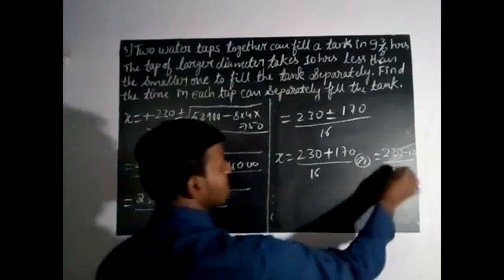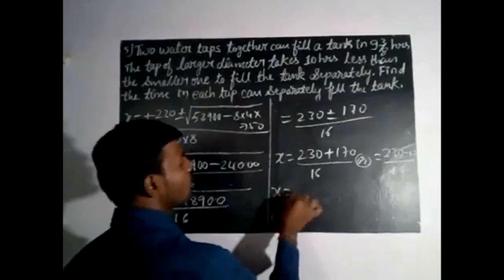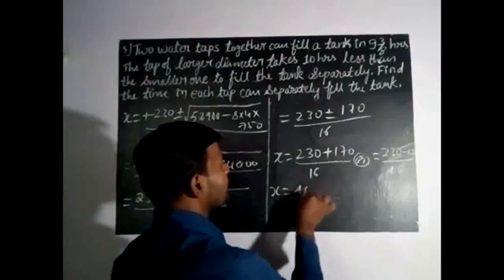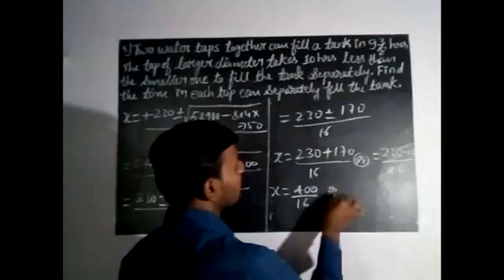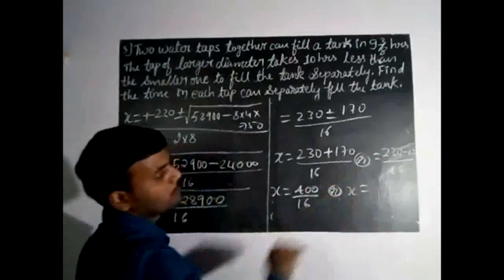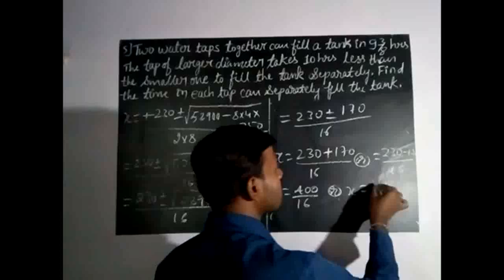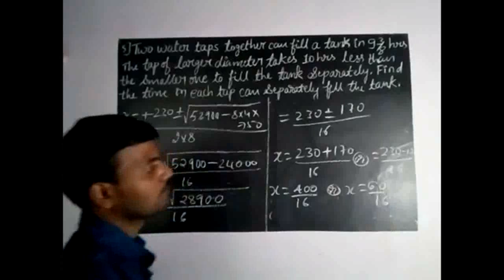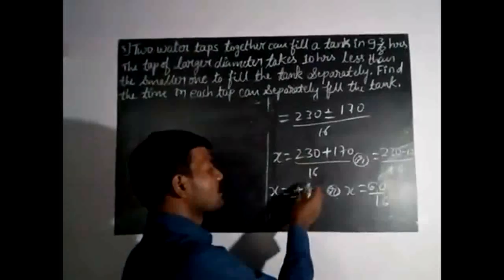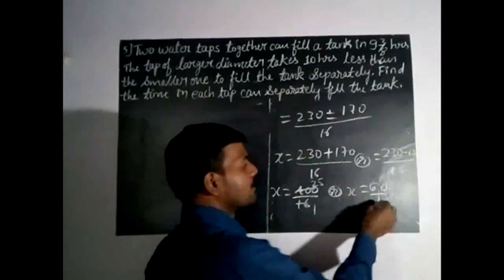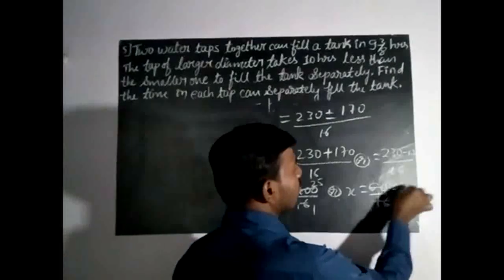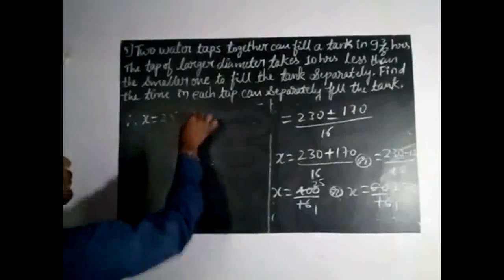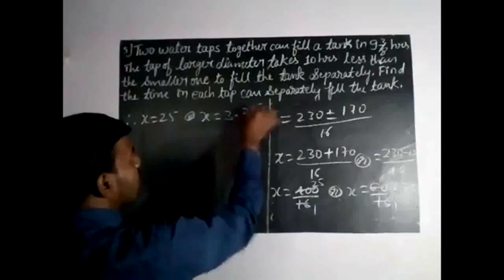Then x is equal to 230 plus 170, which becomes 400 by 16, or x is equal to 230 minus 170, which becomes 60 by 16. Simplify it. 16 ones are 16, 25, and here 16 ones are 16, 3.75. Therefore, x is equal to 25 or x is equal to 3.75.